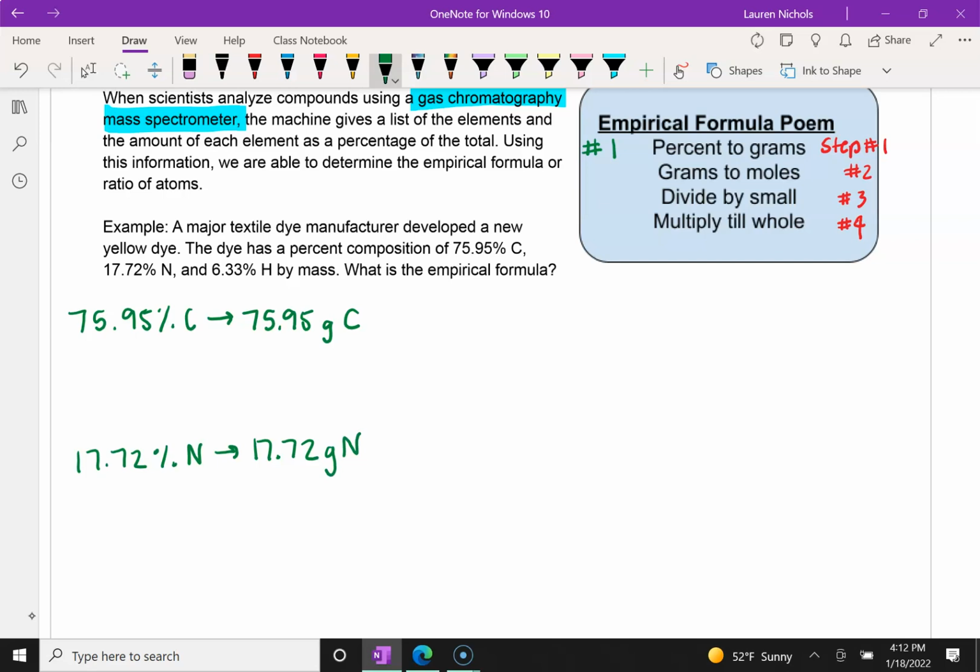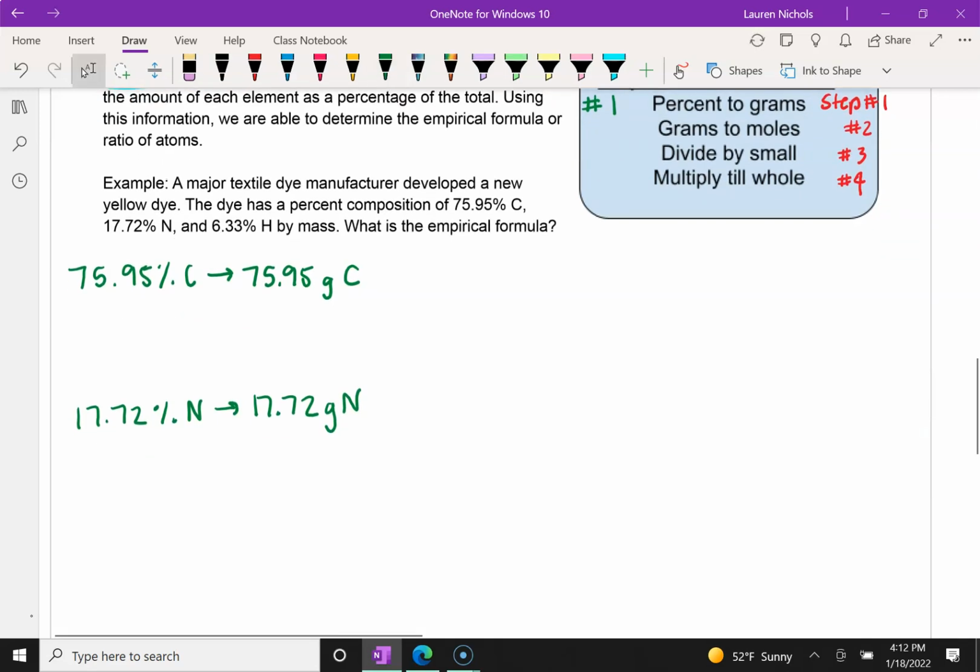And then the third element, 6.33% hydrogen, will become 6.33 grams of hydrogen. Now notice I'm leaving a decent amount of space between each chemical because we are going to be putting work there in the future. So please make sure you space it out similar to how I have it on the screen. Okay, so that was step number 1.